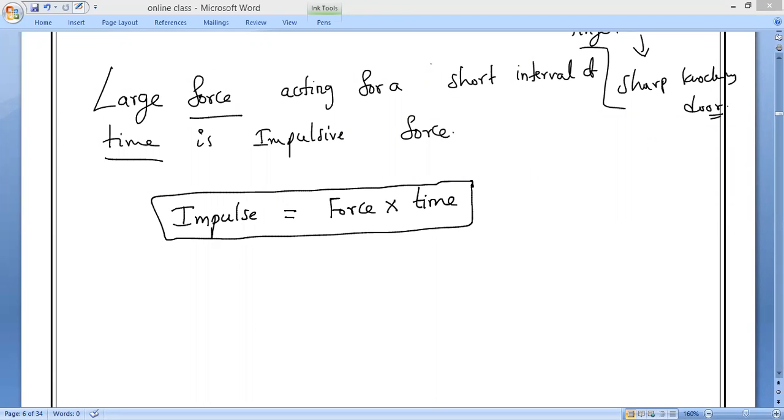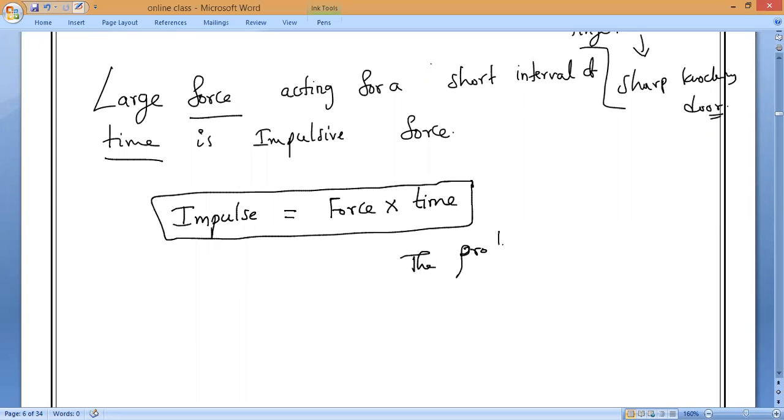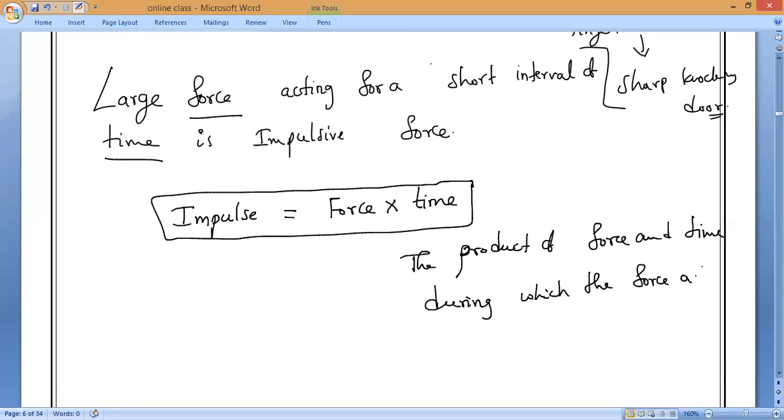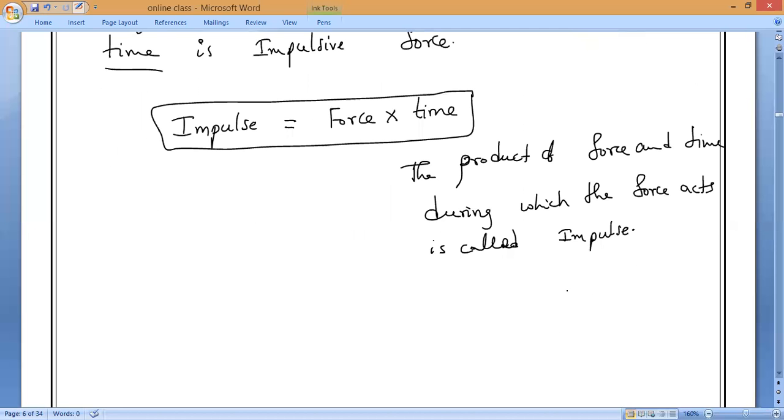Right. The product of force and time during which the force acts is called impulse. Okay, that is what. So now this is the formula.